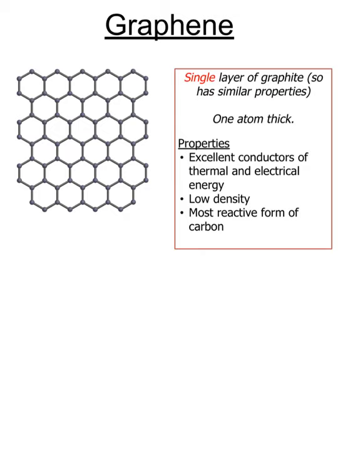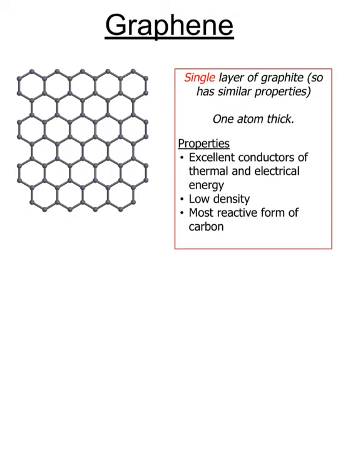Okay, the reason graphene has so many different properties is the fact that it's one atom thick only. So this is literally just a single layer of graphite, and from what I remember when I read the research at the time, the idea did literally come from using sellotape and just peeling off a layer of graphite using sellotape.